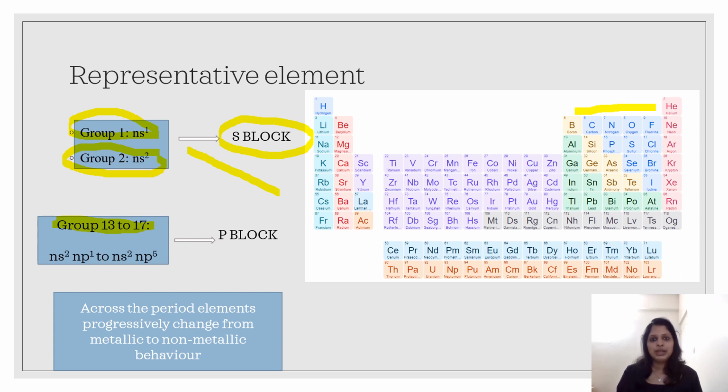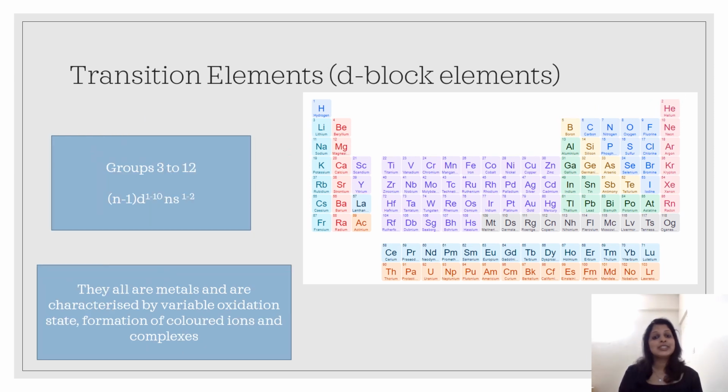And also you can find a character like the metallic character is found to change when you are going from the left hand side of a periodic table to the right hand side. The metallic character changes to non-metallic behavior. So that is one observation that you can always find in a periodic table. It starts with the metallic elements and then it goes on, and when you reach the other end, you will find non-metallic elements.